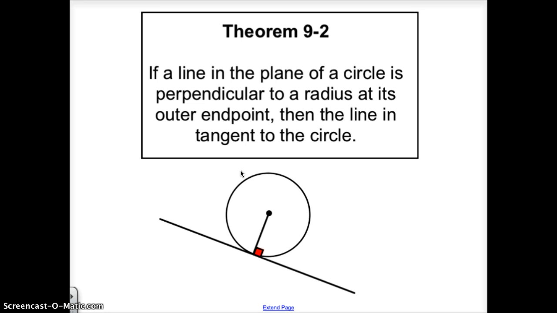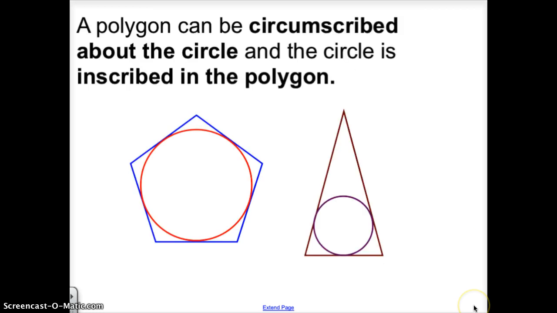Now, does that mean that every single line that's perpendicular to the radius is its tangent? No, I'm sure you can see a lot of lines that you could draw through that point that could also be perpendicular. But remember, it also only touches the circle in one spot. Hit pause and answer questions 1 through 8 right now.